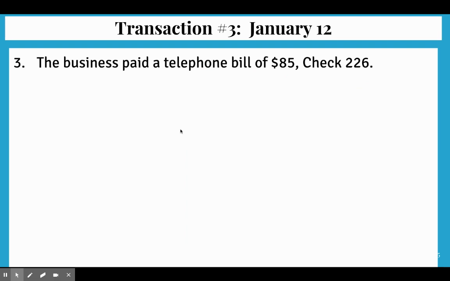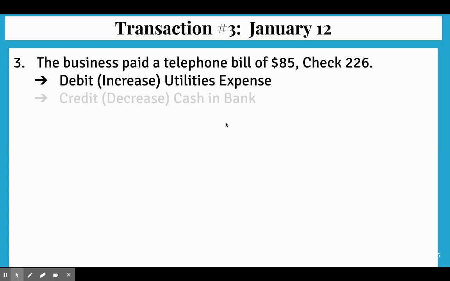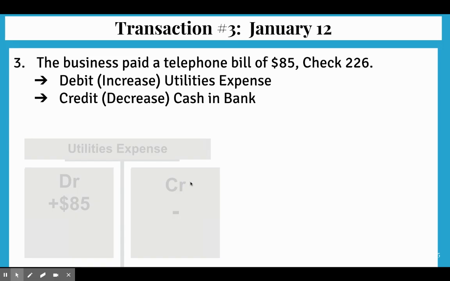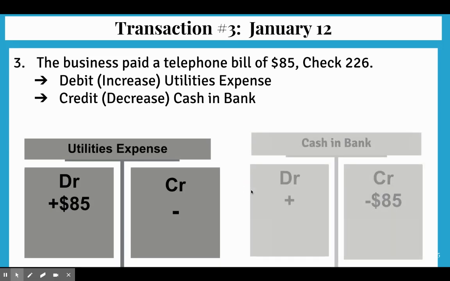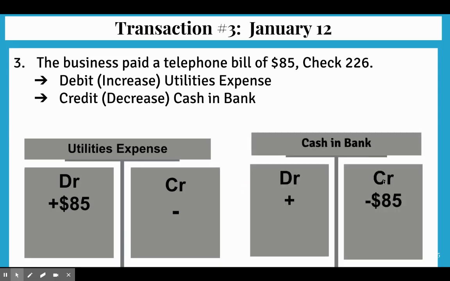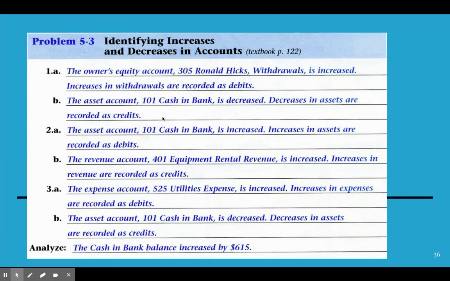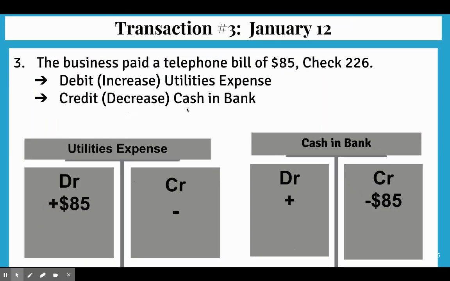Okay, let's try transaction 3. The business paid a telephone bill of $85. So a telephone bill is utilities expense, and we're going to credit cash in bank because we have less cash in bank than we did before. So if we credit cash in bank, we need to debit utilities expense. And there was an analyze part of this problem, problem 5.3.